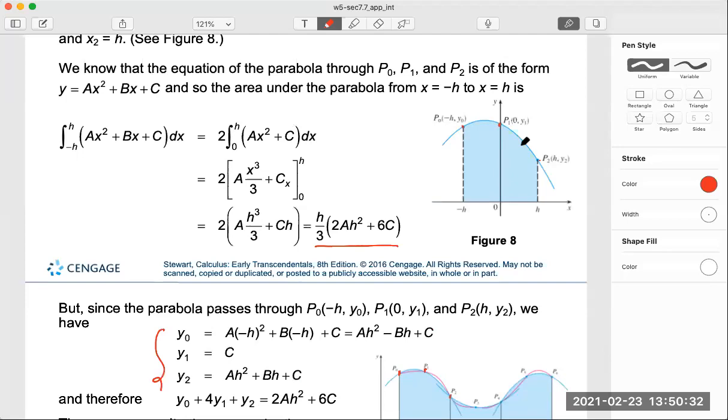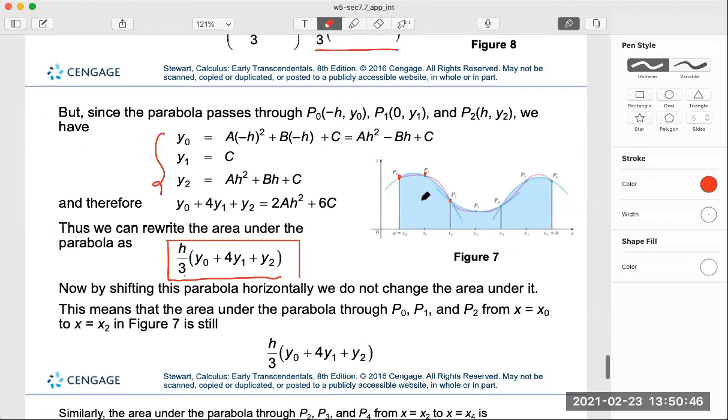If we shift this domain to the right side of x, right, it will stay the same, right? It means that we can use this formula to compute the area from x0 to x2 here, following this formula. Okay.